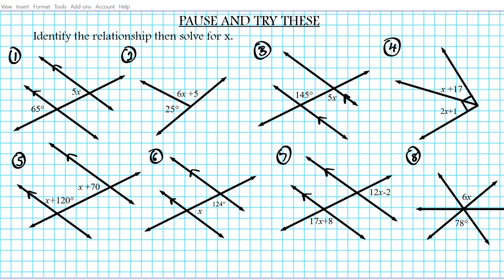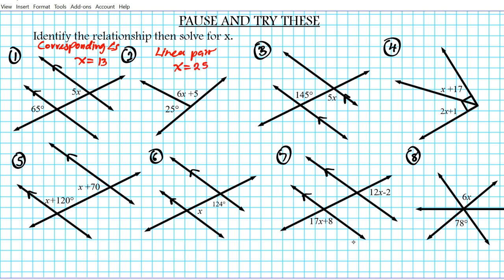Alrighty, welcome back. Hopefully you had a chance to try out the practice problems. Let's take a look at what the answers are. Number one, these are corresponding angles, and x is equal to 13. For number 2, these two angles are a linear pair, and x is equal to 25.